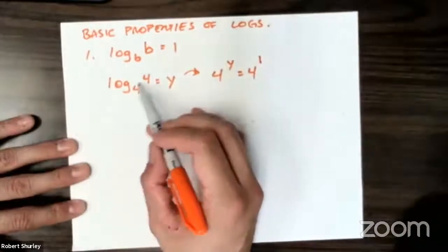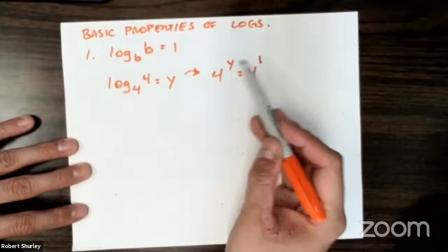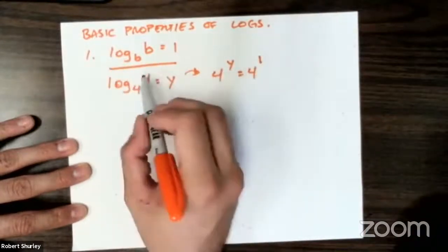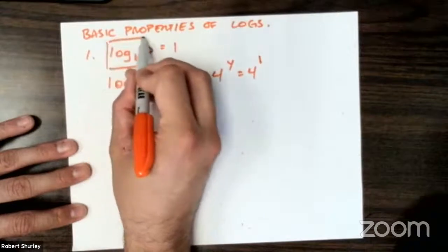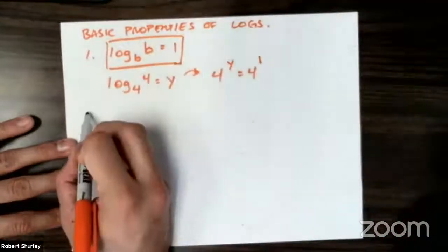It actually comes from putting this into exponential form and realizing that the exponent has to be just 1. But that is the rule. We don't have to do this every time. We can just say, hey, if we take the log of the same base, it just equals 1.